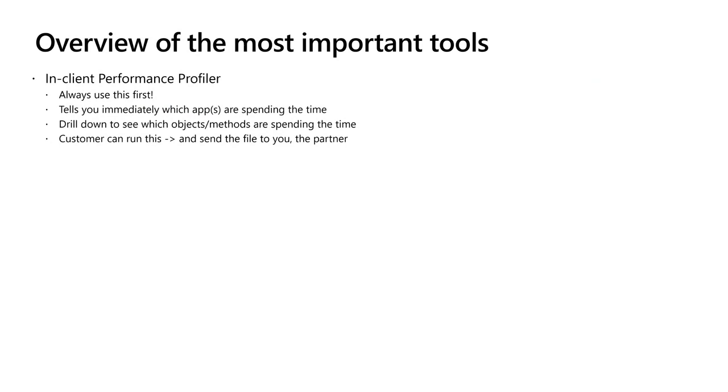And that's the demos. And I just have one slide here with an overview of the tools. So as I said, the In-client Performance Profiler is the best tool to start with. Always start with that. It tells you immediately what apps are spending the time. It tells you, if you were to uninstall an app, how much faster would it become? You can also drill down to see objects or even call stacks where the time is spent.